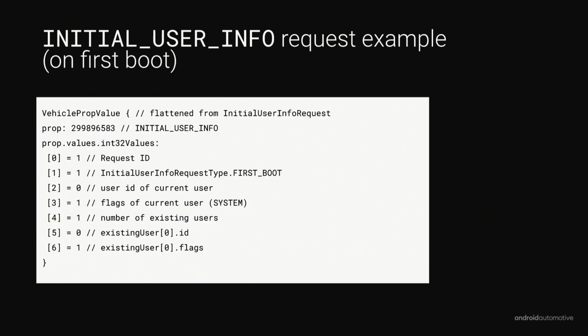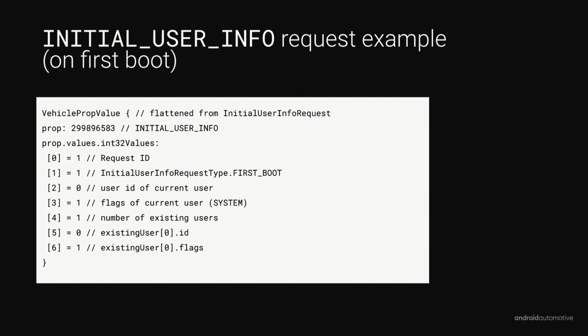So let's see an example of how this works on the request and response. So first, the car service will make this request. The request is defined by InitialUserInfoRequest, but we need to flatten that into a vehicle property value, which is the standard property from vehicle HAL. And the way we do that is by adding the initial user info request attributes into the int32 values and string values, but in this case, just the int32 values.